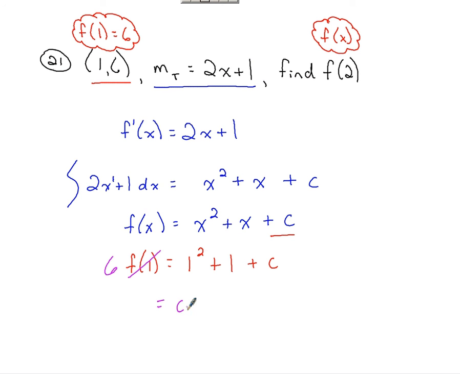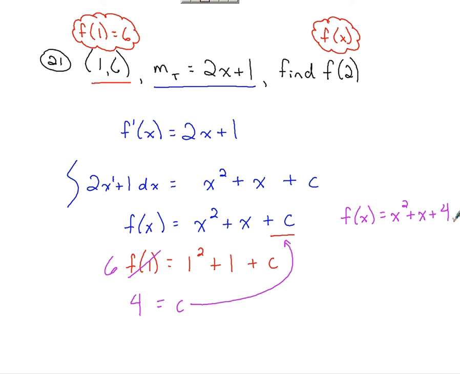c is going to equal 4, right? 6 equals 2 plus c. So c equals 4. Take that value of 4, plug back in up here for c. Our function f of x equals x squared plus x plus 4.